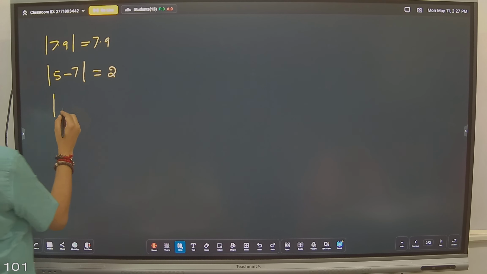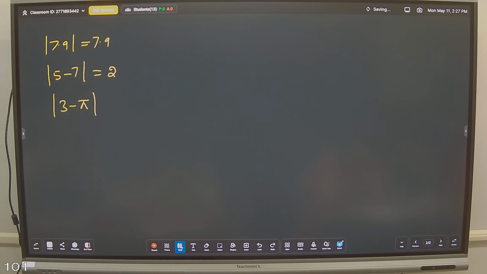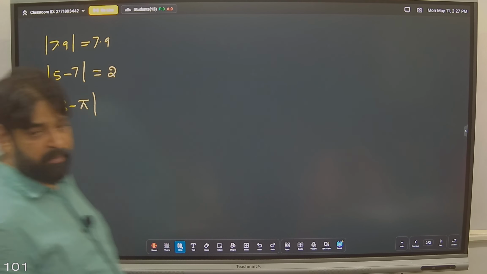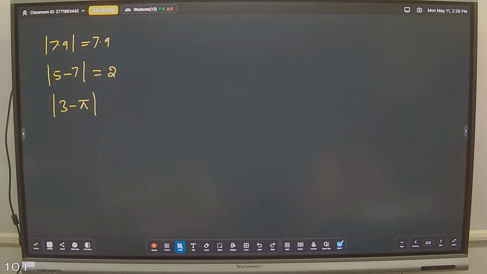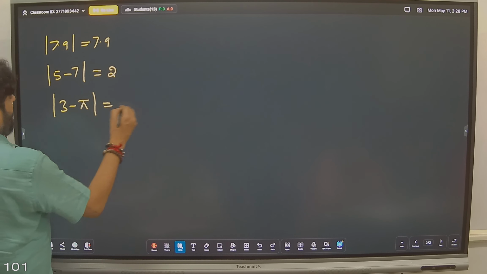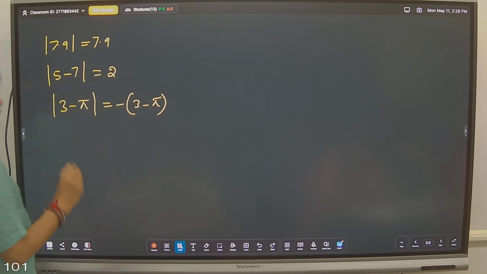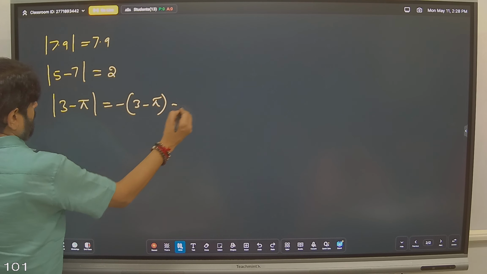What is the magnitude of 3 minus pi, without putting the value of pi? Magnitude of 3 minus pi. What is the value of pi approximately? Is this quantity positive or negative? Speak out. If it's negative, we'll say minus of 3 minus pi. Why? Because if I do not keep the minus, the whole value will not become positive. Are you able to understand? So that value will become pi minus 3.